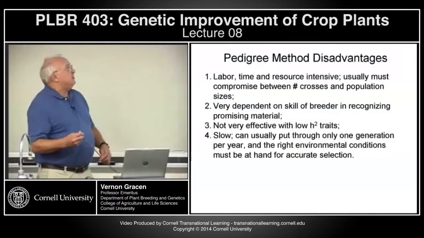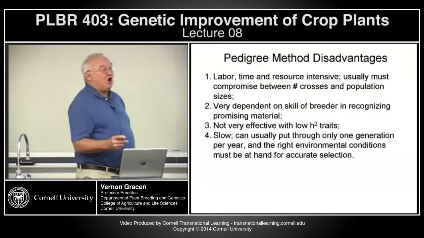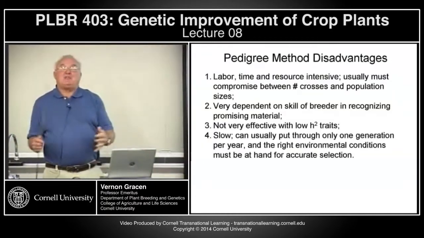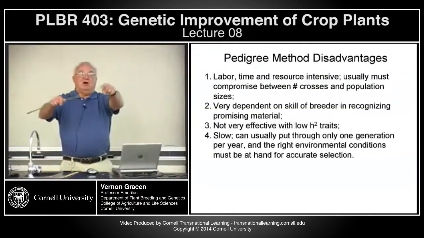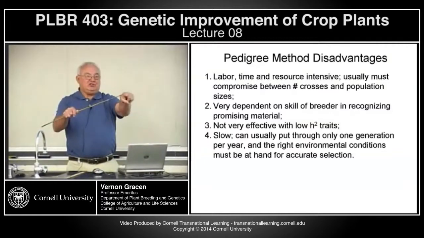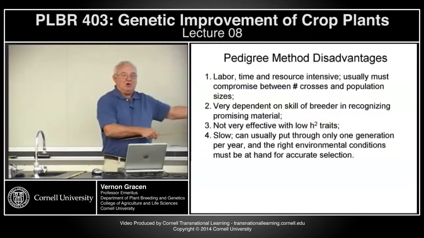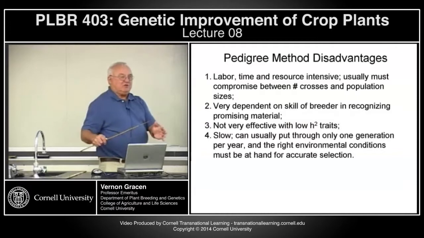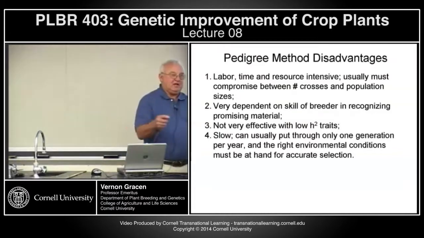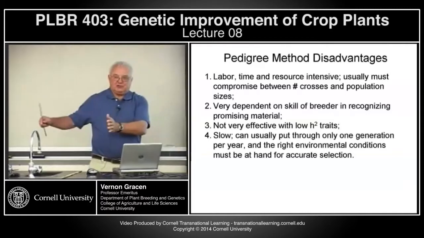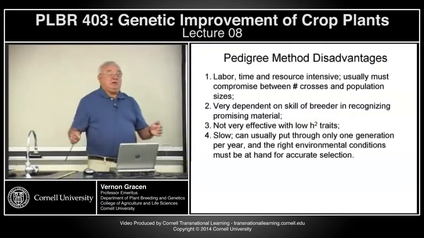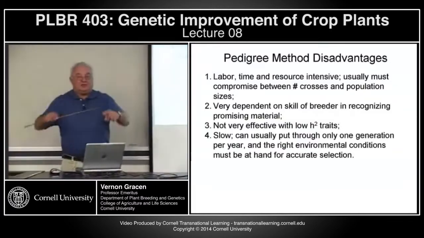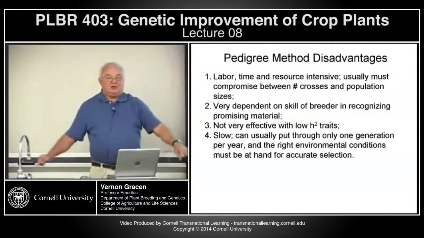The disadvantages: labor, time, cost. So when you're using pedigree methods, you usually have to compromise between the number of hybrids, F2 generations that you work with, or the number of F2 plants you can grow out. So you could maybe start with 4 or 5 source populations and grow out 2,000 to 3,000 F2 plants, or you could maybe go to 10 or 12 source populations and only grow out 1,000 F2 plants, but the size of your nursery is going to be limiting.